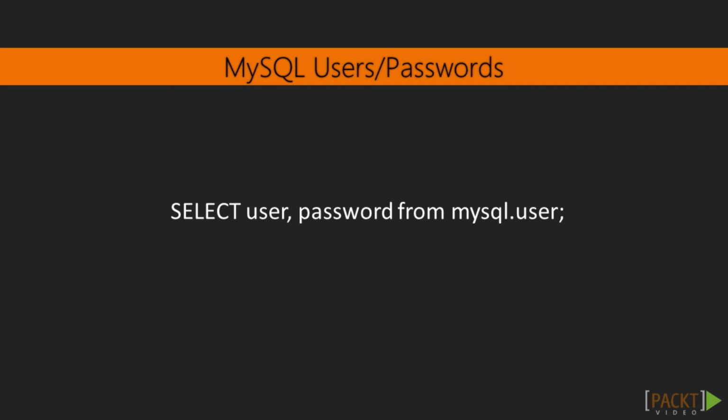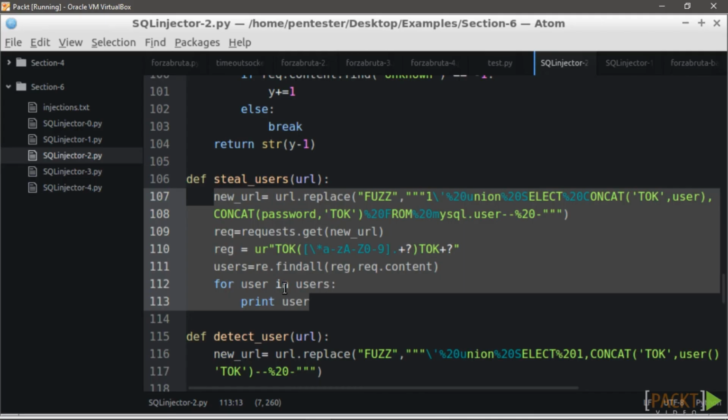Remember that this will only work if the user that is making the connection to the database has the privileges to access the table. Best practices recommend against this, but still, many people do it. We added the function steal_users to extract this data. We'll use the same techniques as before with the tokens to identify the output in the HTML results.